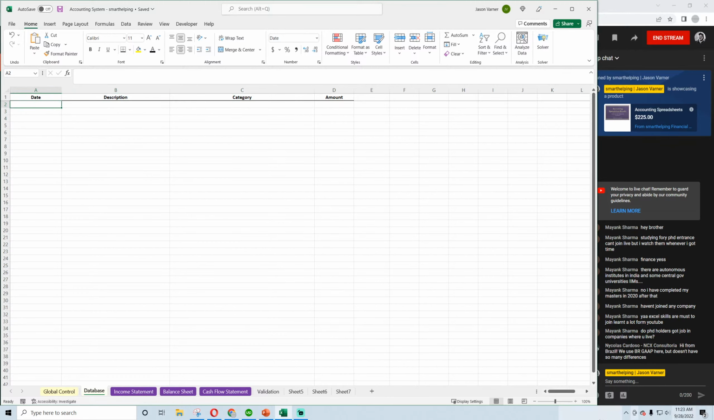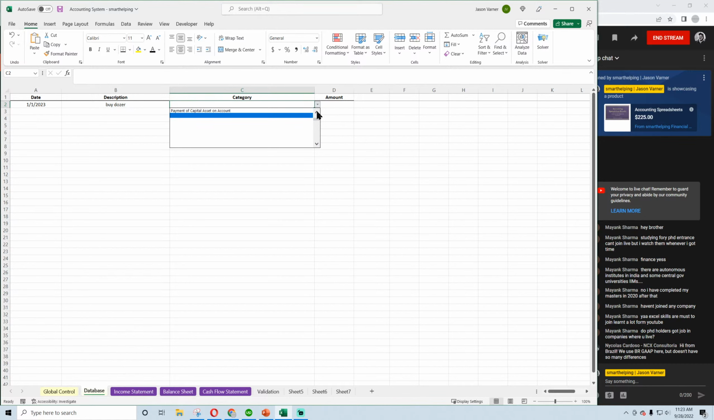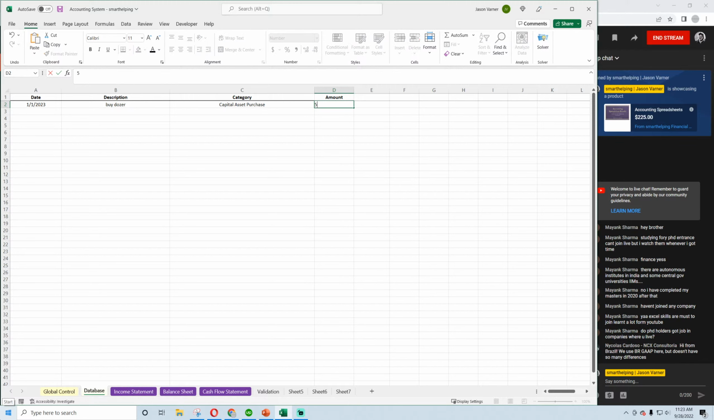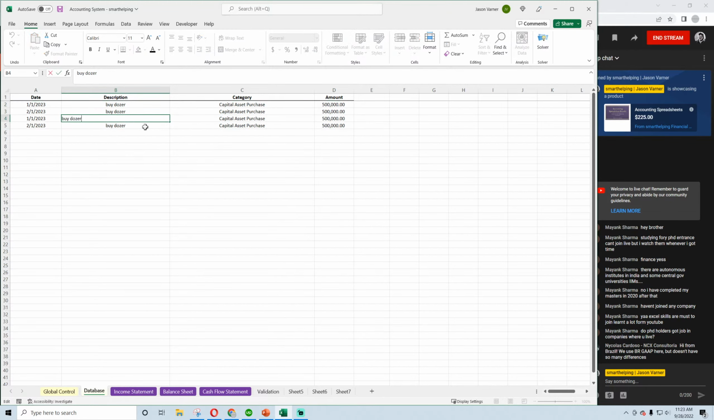Okay, cool. Here we go. So let's say in January, we buy a dozer. Okay, we just buy it with cash. What happens? Well, that would be a capital asset purchase. We buy it for, I don't know, $500,000. And let's just check the second month. Let's say we do the same thing in Feb. And then let's say here, Jan and Feb, let's say we buy a dozer on account.